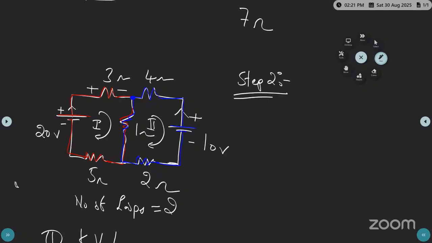Plus minus, plus minus, plus minus. Already for the voltage source, plus and minus symbol is available. The elements which don't have plus and minus symbol, you assign. Right. Loop 1 is over. Then go to loop 2.